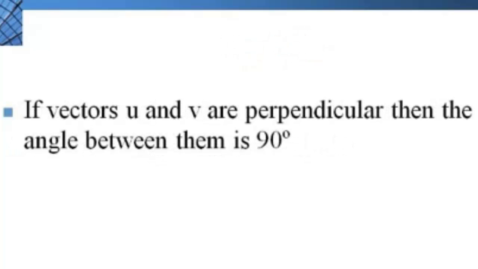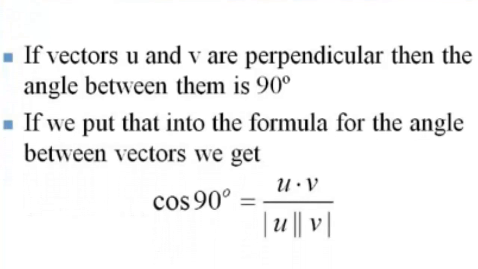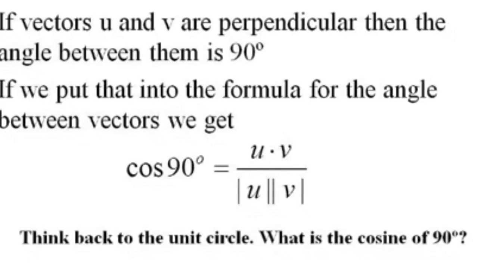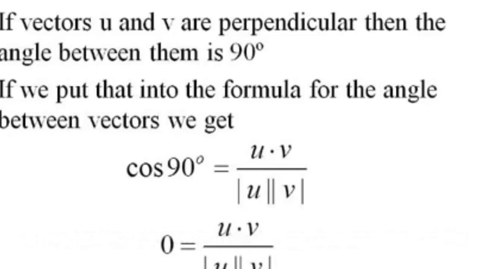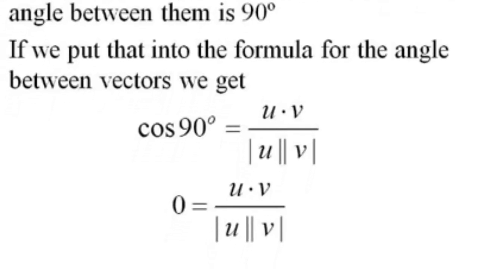If vectors u and v are perpendicular, then the angle between them, by definition, is 90 degrees. If we take that information and put it into the formula for the angle between vectors, we get cosine 90 degrees equals the dot product of u and v divided by the magnitude of u times the magnitude of v. Think back to the unit circle. What is the cosine of 90 degrees? The cosine of 90 degrees is 0. So putting that into the equation, we get 0 equals all that information.